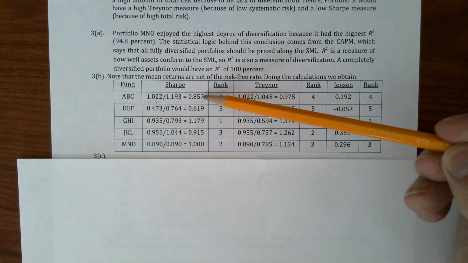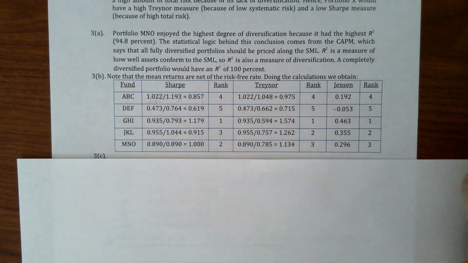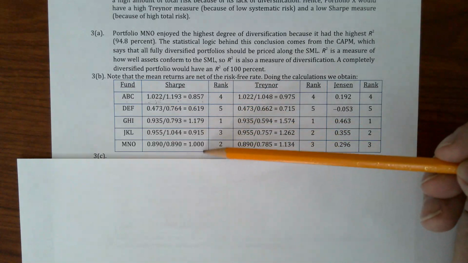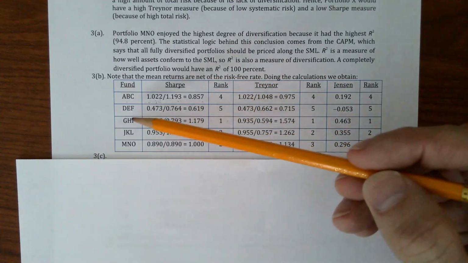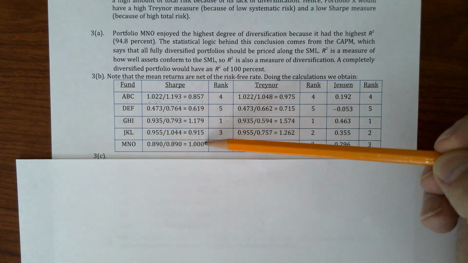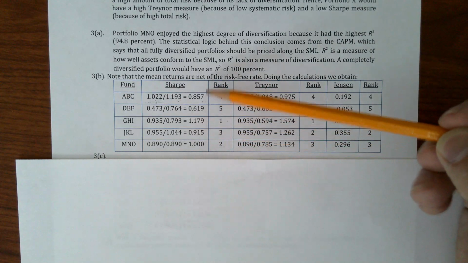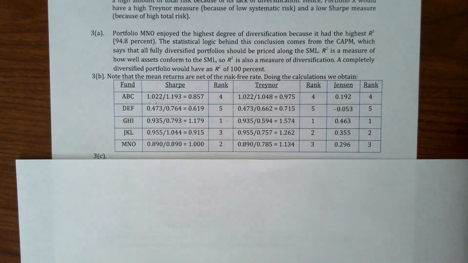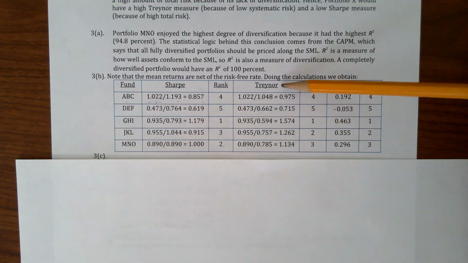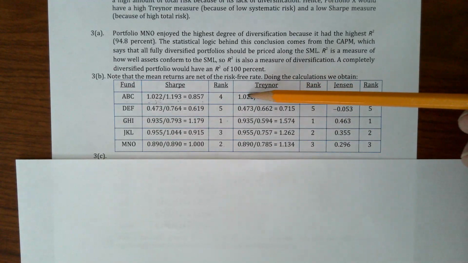We always want our Sharpe ratio to be as high as possible. Which one is the highest? This one. It gets first place according to the Sharpe technique. Fund manager GHI. What's the next one? This one, that's second, relatively speaking. The next one, that should be third, fourth, fifth. Perfect. Let's see. Trainer, same thing.